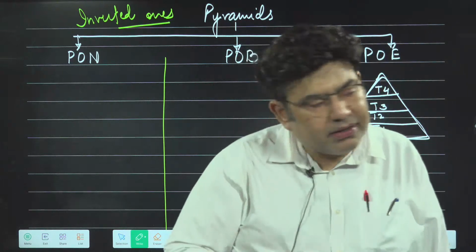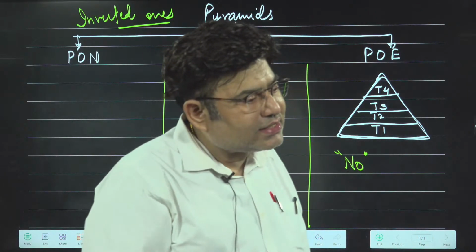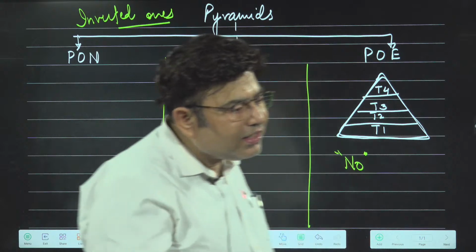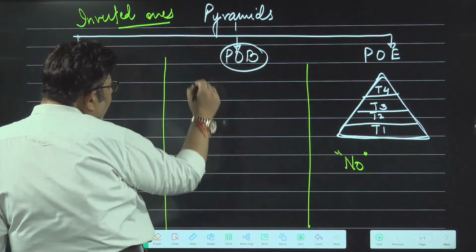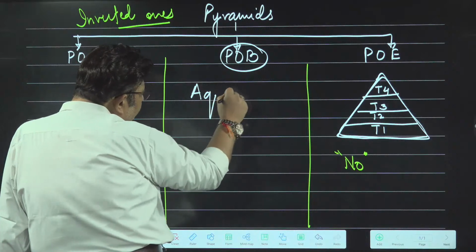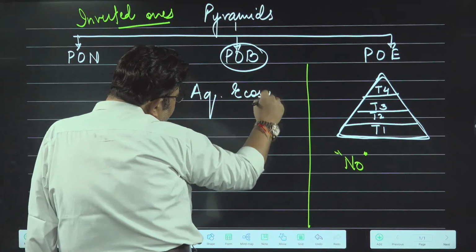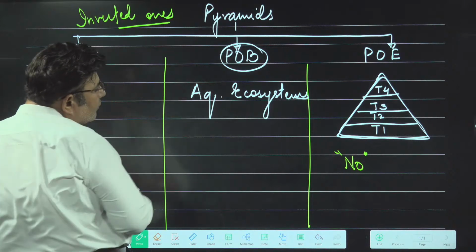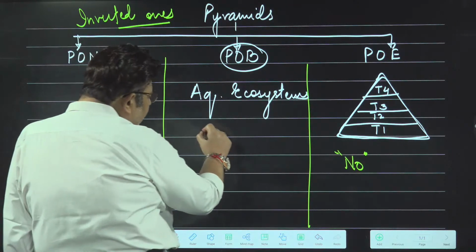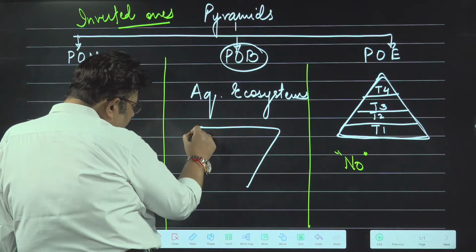Beta, who will tell me which pyramid this is? Yes, you're right. Aquatic ecosystem. So we are talking about the inverted one, and in aquatic ecosystems, we have an inverted pyramid. The pyramid will be drawn like this.